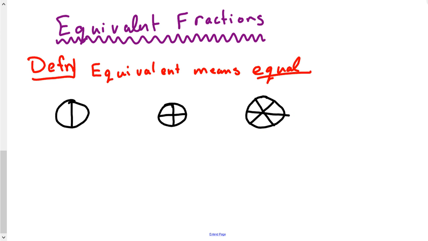Okay, so what this comes down to is before I said that this was one part of two pieces. And then if I color here, this is two parts of four pieces. And this is three parts of six pieces. Now, if we look, we can kind of see that these are all equal just from the way they look.